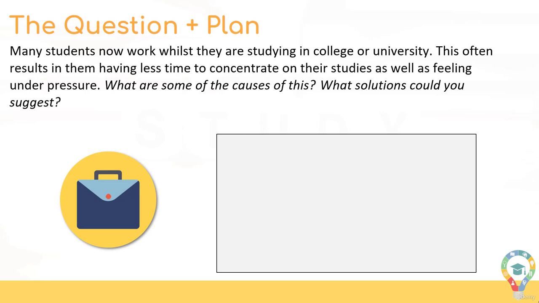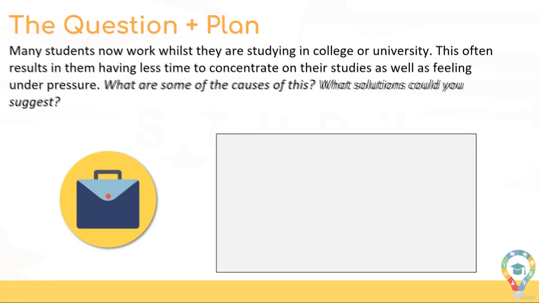So that's quite straightforward. I'm going to move on to writing my plan now, which is simply going to be a quick outline of what I will be doing in each body paragraph. Let's just look back to the question. So many students are working while studying for a college or university, and it results in less time for concentrating on studies as well as making them feel under pressure or stressed. So why are students doing this? What kind of solutions can I suggest?